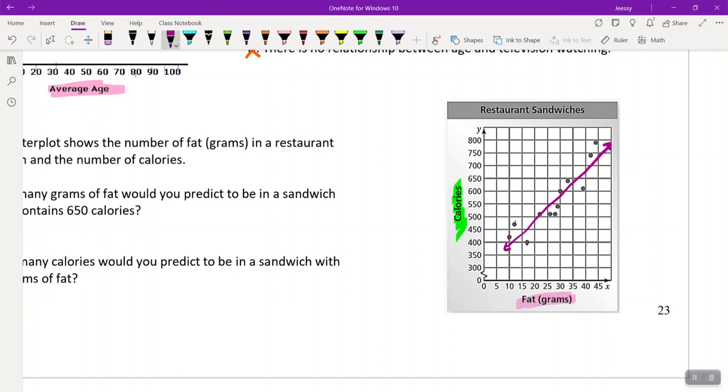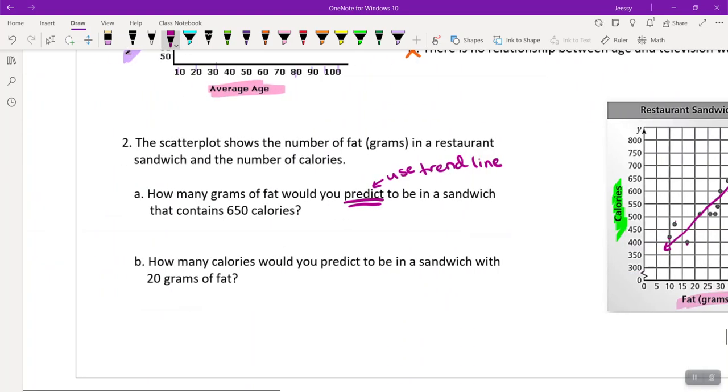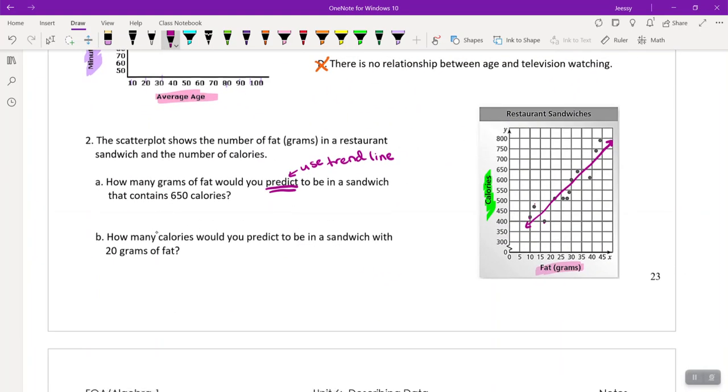So the trend line would probably look like this. And since they're asking us to predict, that means we need to use this trend line, because the other option, we would have to guess that. So where do we go first? You use what you know.